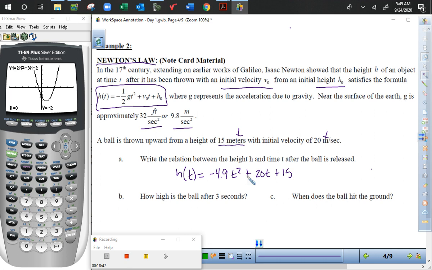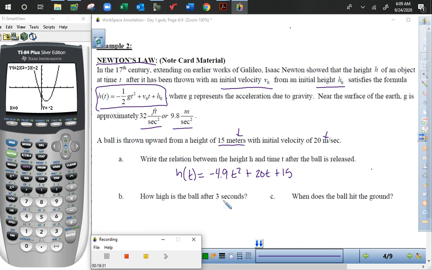But now that we have our equation, we can answer some questions about it. It says, how high is the ball after 3 seconds? And then when does the ball hit the ground? So how high is asking for what is the height, and it gives you the t in time here. So really we can just plug in t equals 3. But in general, on your homework, you're going to have a lot of problems dealing with this same equation. So a lot of times it is nice to spend the time to actually graph it.